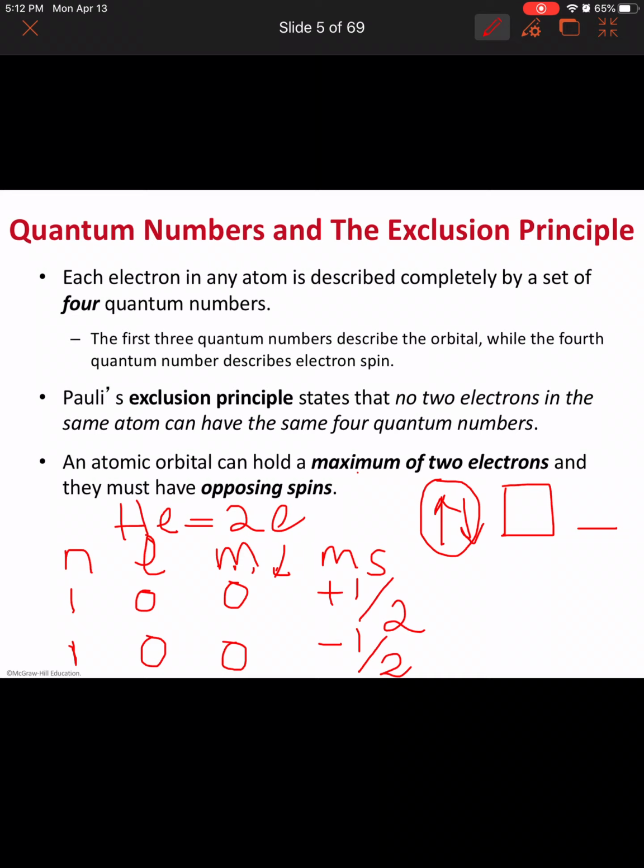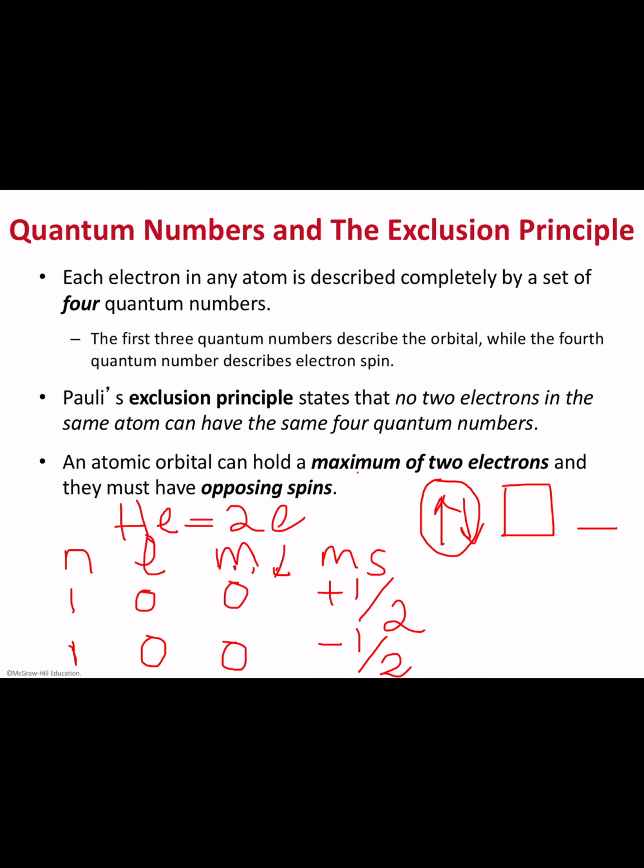Okay, so now do you see the Pauli exclusion principle, which states that no two electrons in the same atom can have the same 4 quantum numbers? The first electron and the second electron differ at least by the ms value. They have different sets of 4 quantum numbers. So that's what the Pauli exclusion principle states.